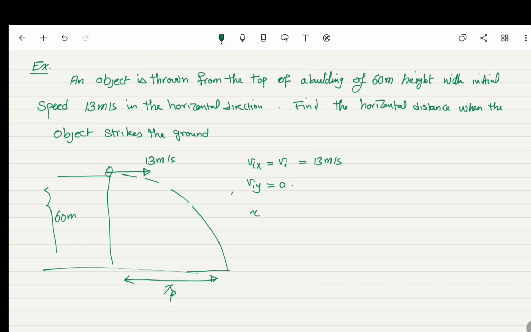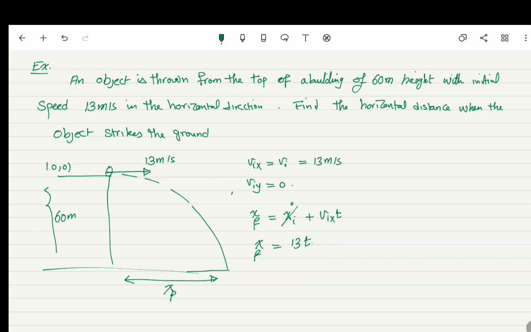So x final, which is what we need here, equals x initial plus the initial v x times t. Now, in this equation, remember, if we consider this as the origin, so this is 0, 0 here, x initial is 0, so x final in this case equals 13 t. So we're still missing the time in this equation.